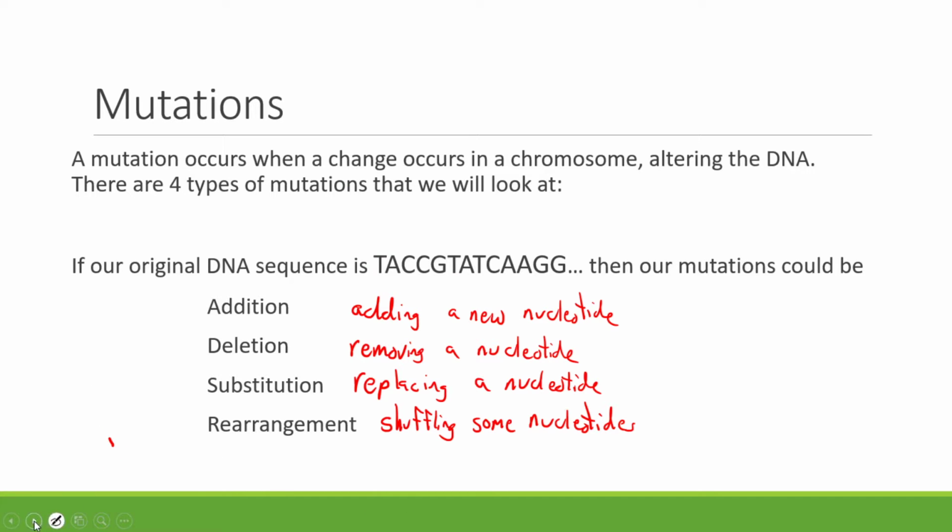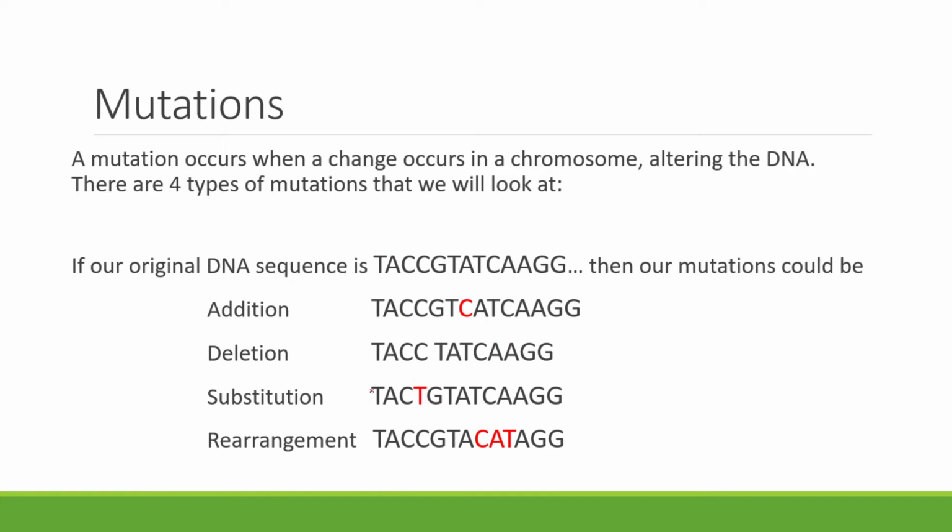All right, so looking at our 4 examples right here, addition added a C right here. Now we've got a new lineup of our nucleotides, a new reading of the DNA. Here for deletion, the G that was here is missing. So it got taken out, and now instead of CGT, it's going to say TAC, CTA, giving us a new lineup of all of these amino acids. They're all going to be shifted.